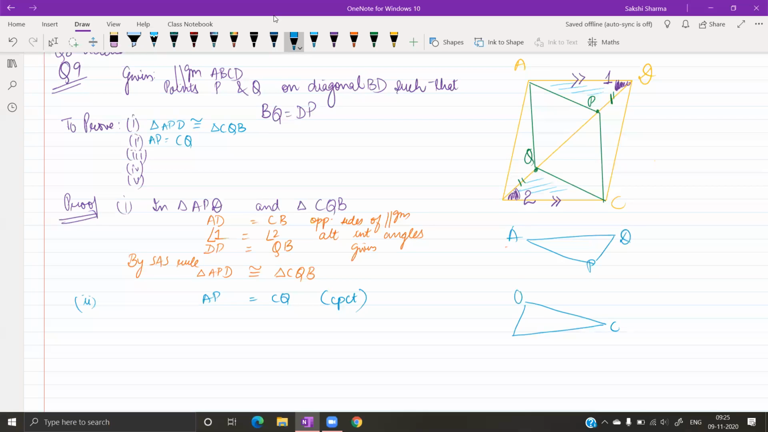APD and CQB. We used AD equals BC, and then we used BQ equals DP. The third pair of corresponding sides was AP and CQ. Since we have proved the two triangles congruent, the remaining pair of sides will also be equal.